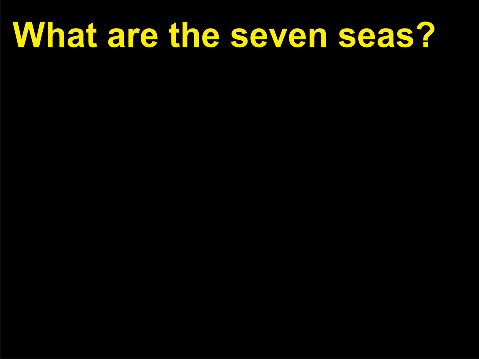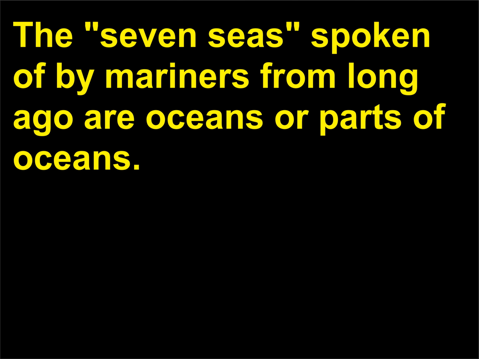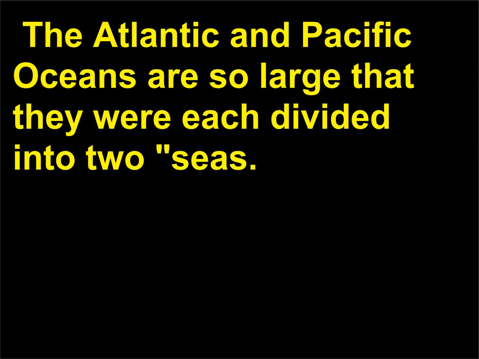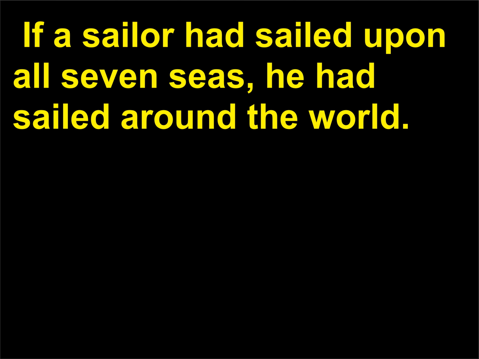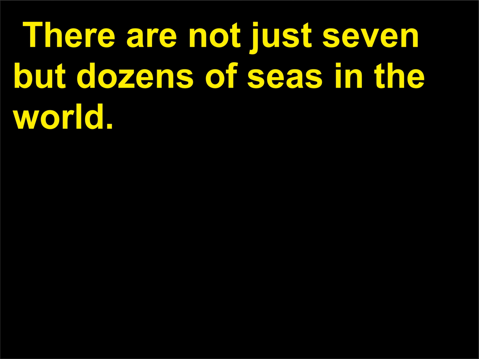What are the 7 seas? The 7 seas spoken of by mariners from long ago are oceans or parts of oceans. The Atlantic and Pacific Oceans are so large that they were each divided into 2 seas. The Antarctic, Indian, and Arctic were also considered seas, thus totaling 7. If a sailor had sailed upon all 7 seas, he had sailed around the world. There are not just 7 but dozens of seas in the world.